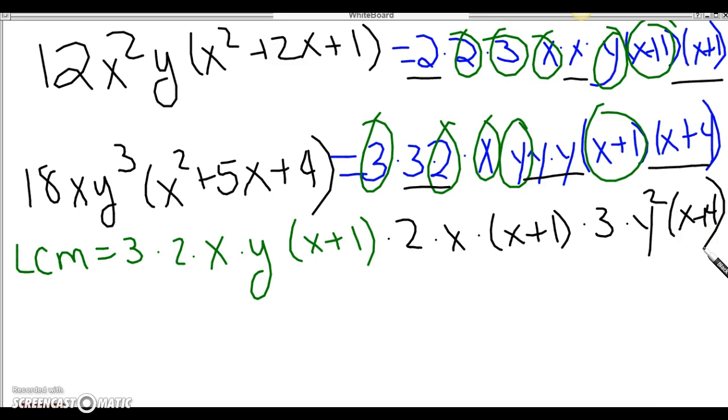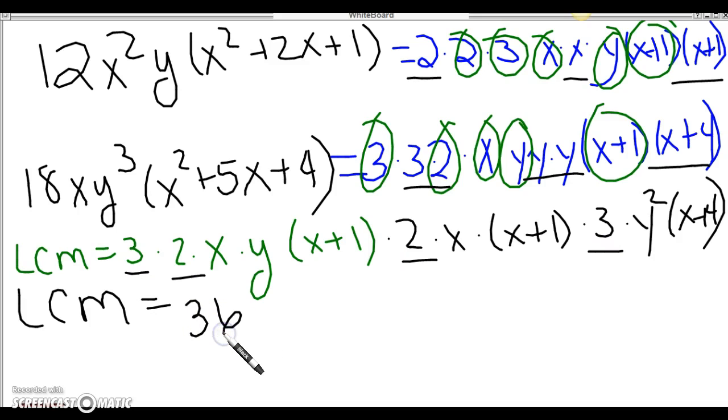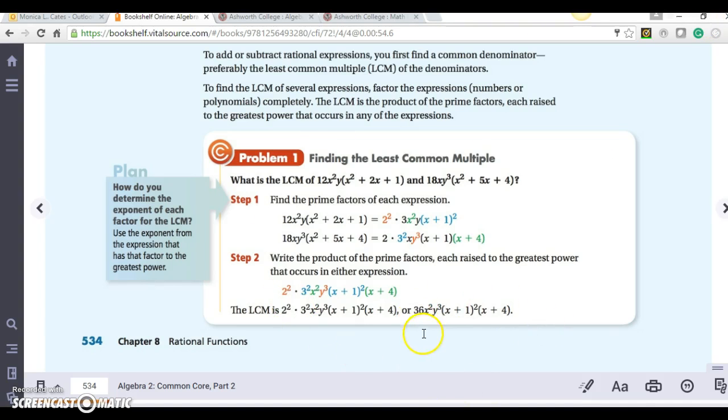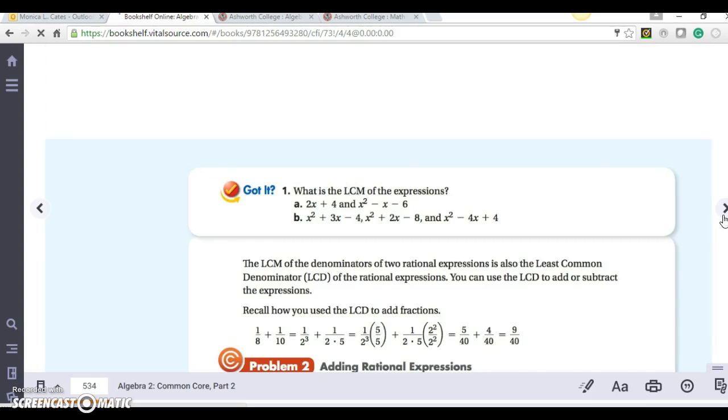Then I'm going to multiply everything together. So my LCM: I do 3 times 2 times 2 times 3, which is 36. I have x times x, which is x squared. Y times y squared is y cubed. I have x plus 1 times x plus 1, which is x plus 1 squared. And I have x plus 4. So that's my least common multiple. Oh, I'm sorry, that was the same answer that they got as well. Let's now take a look at the guide and see if we can do it again.